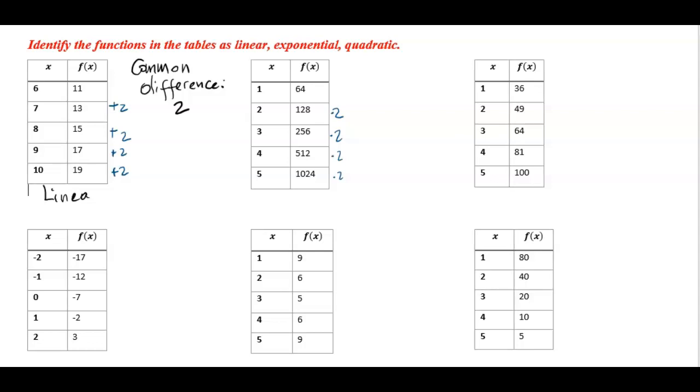So in this case, we have to multiply the previous term by 2 in order to get the next term. That's what we call a common ratio. In this case, our common ratio is 2, because we multiply by 2. Because we multiply by 2, this is an exponential function.